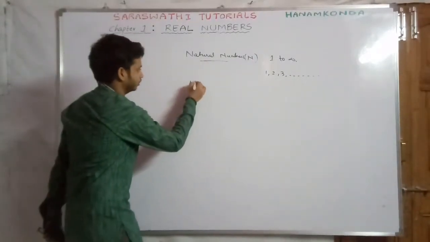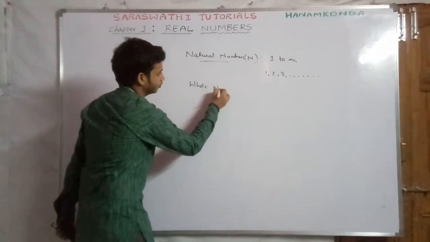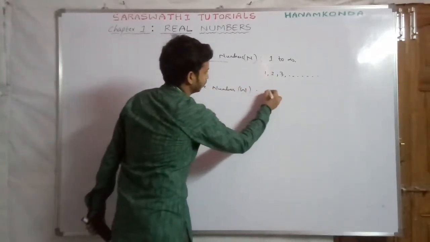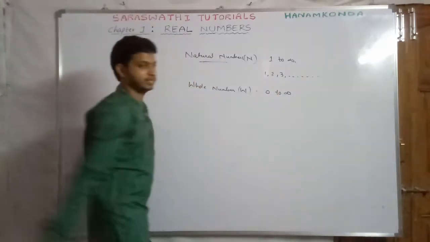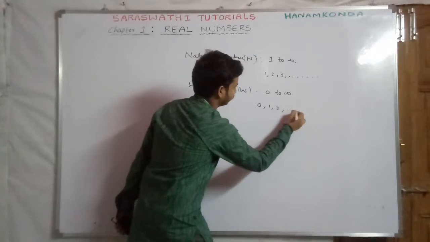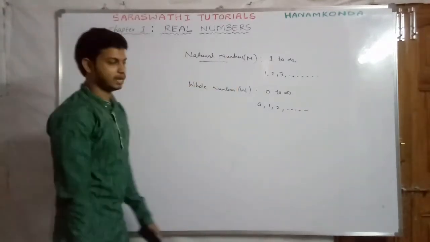Next, whole numbers. Whole numbers are denoted by W. The numbers from 0 to infinity are said to be the whole numbers. For example, 0, 1, 2, 3, 4, and so on are said to be the whole numbers.